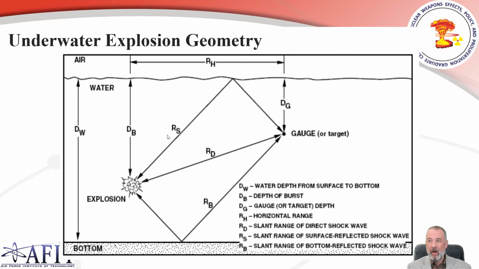Now there's these two other R's, so ranges. One is the range of the reflected surface wave, which comes up and then back down. And then, of course, we have the range of the reflected bottom wave right here. Then we have the depth of water and the horizontal range between the detonation and whatever target we're looking at. We're mostly going to be concerned with that slant range. And we can calculate the slant range, as we did with the atmospheric burst, if we're given the appropriate corresponding value so that we can draw a triangle and do a little bit of math.